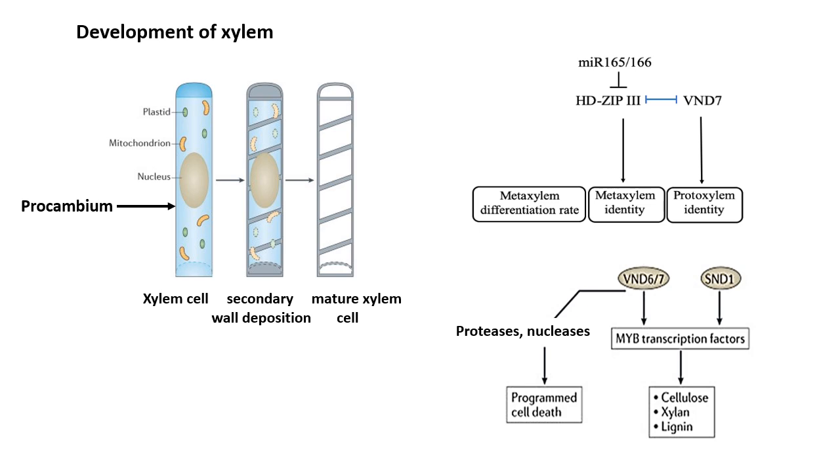As we can see, these transcription factors play an important role in the formation of various parts of the xylem, or the development of the xylem. HD-ZIP III helps in the metaxylem identity, whereas VND helps in the protoxylem identity. SND, along with the MYB transcription factors, helps in the development of the major secondary wall components, namely cellulose, xylan and lignin. VND, along with the proteases and nucleases, helps in the programmed cell death for the formation of xylem fiber cells and the tracheary elements.